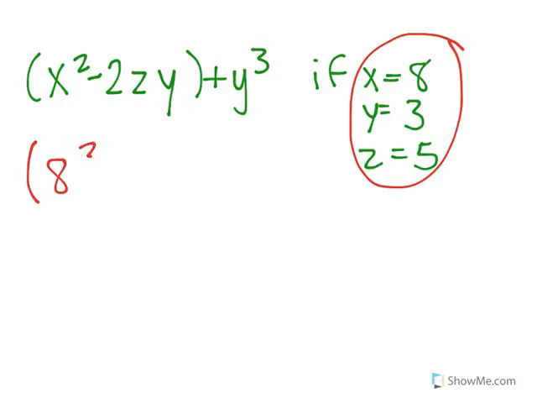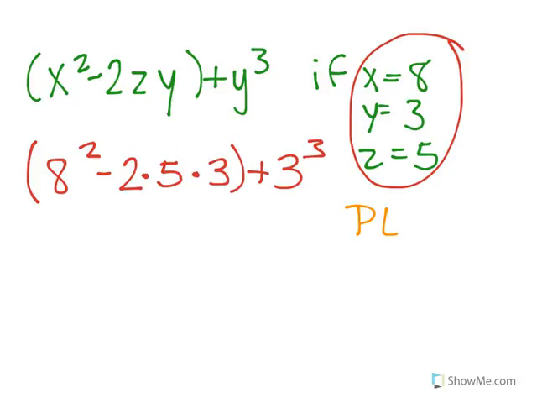Well, substituting means that you replace, for example, the x with the 8. So 8 squared minus 2 times 5, which is equal to z, times 3, which is equal to y, plus 3 to the third. And now we just evaluate like any other expression in any of the past videos. So we have PEMDAS, and we do have a parenthesis.